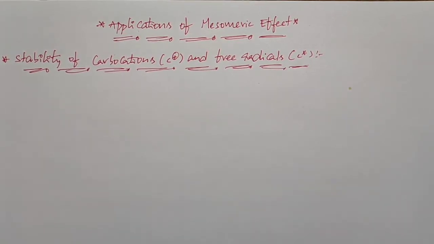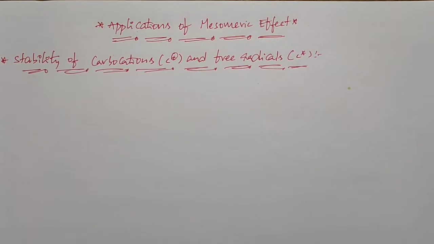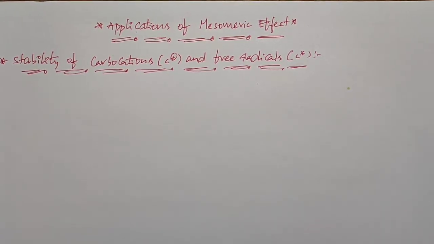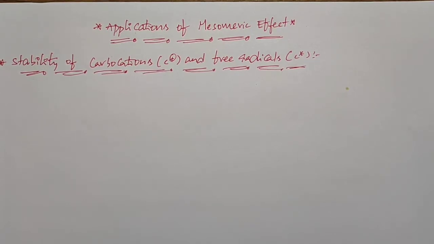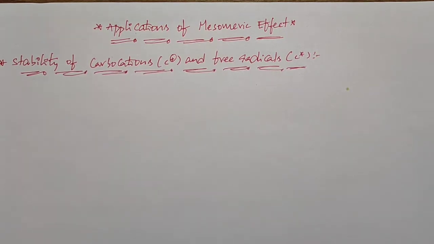In this video, we are discussing applications of mesomeric effect or resonance effect. In that, first we are discussing the stability of carbocations and carbon free radicals. Here, the stability of carbocation and free radicals is directly proportional to plus M effect or plus I effect, and inversely proportional to minus M effect.